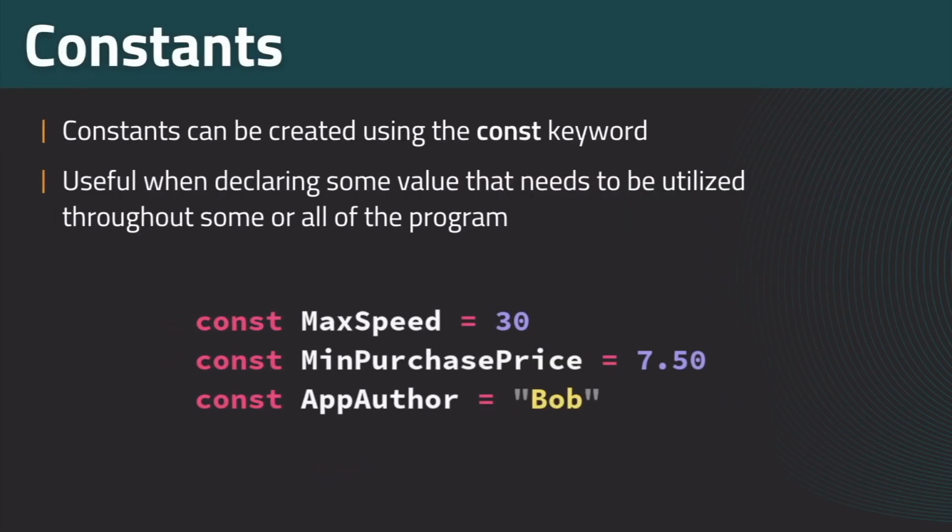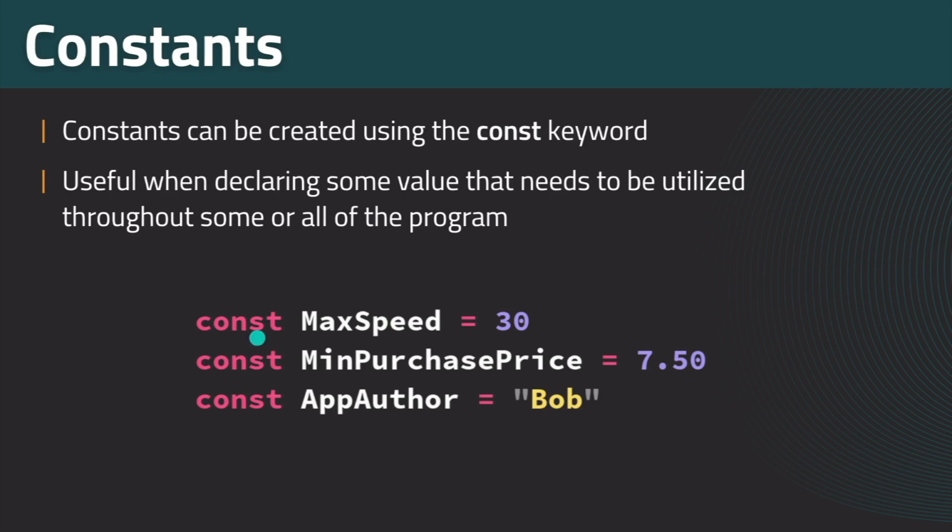We also have constants, which are created using the const keyword. They're useful when you're declaring some value that needs to be utilized throughout some or all of the program. And in contrast to variables, constants never change. So once you assign them, you cannot reassign them.